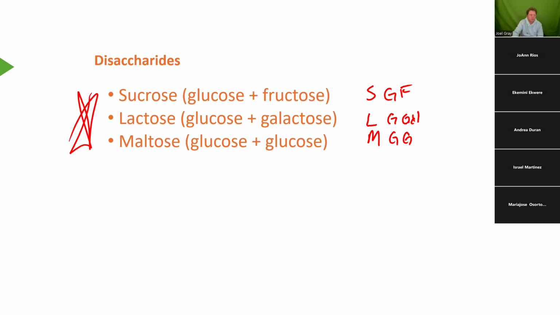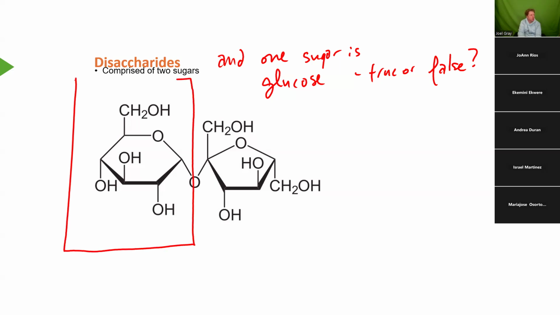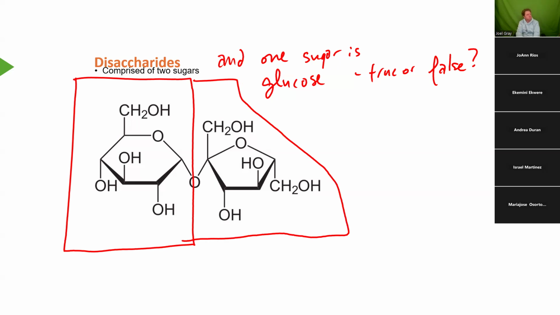Okay, cool. So now here's an example question. One sugar in this disaccharide is glucose. True or false? Add it to the chat. So to answer this, what you want to do is look at each of these two sugars. Here's one, and then here's the other.